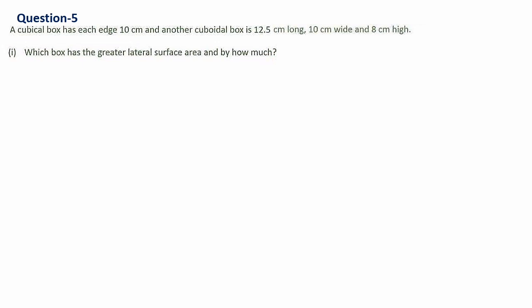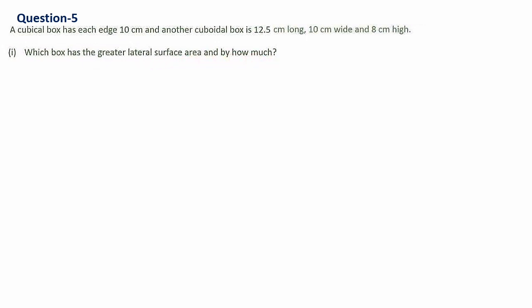First question. Here let's go through the question. A cuboidal box, sorry, a cubical box. Cubical box means it is in the shape of a cube. Cube is having only one dimension, that is the side, 10 centimeter. And another cuboidal box is 12.5 centimeter, 10 centimeter and 8 centimeter high. First one is cubical shape, second one is cuboidal shape. Cuboidal means it will be having length, breadth and height. Question: which box has the greater lateral surface area and by how much?